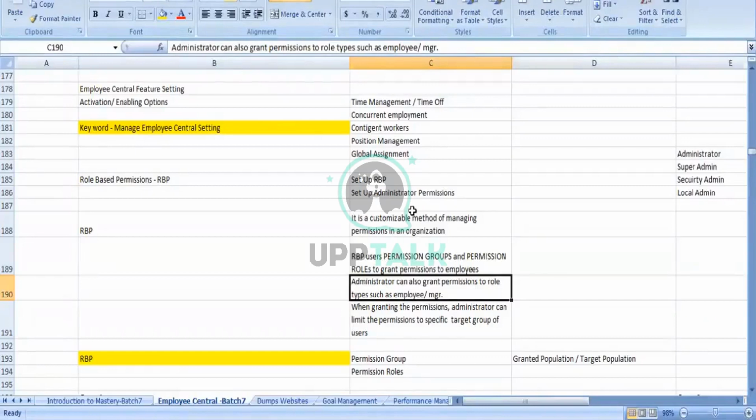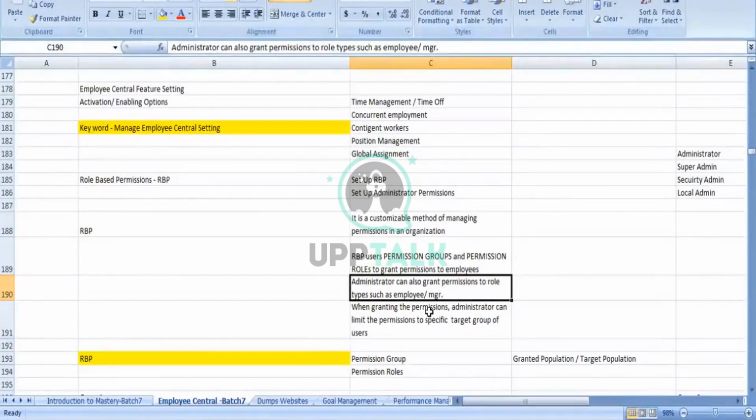So what it says is, administrators can also grant permission to role types such as employee or manager. Any administrator can grant the permission to a role. What role are they saying? Either it can be an engineer or an executive manager.